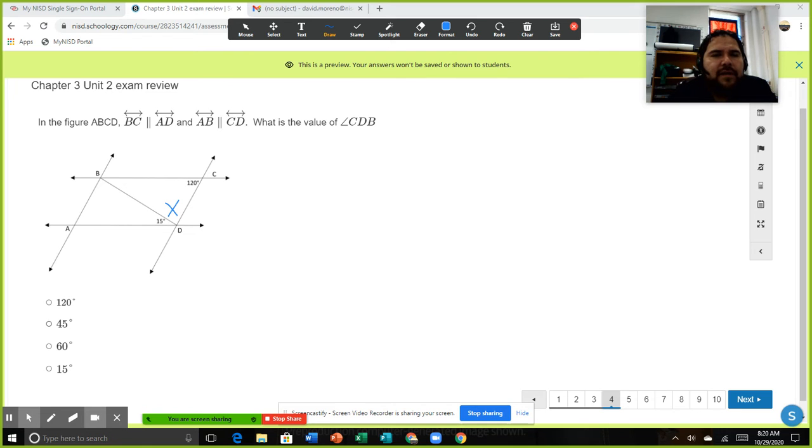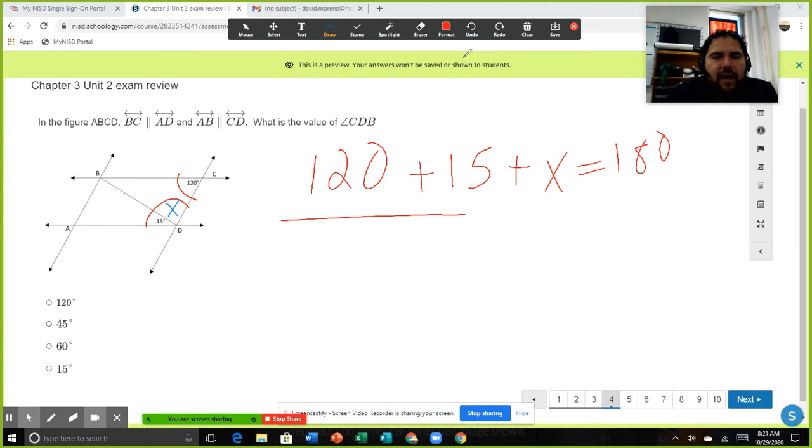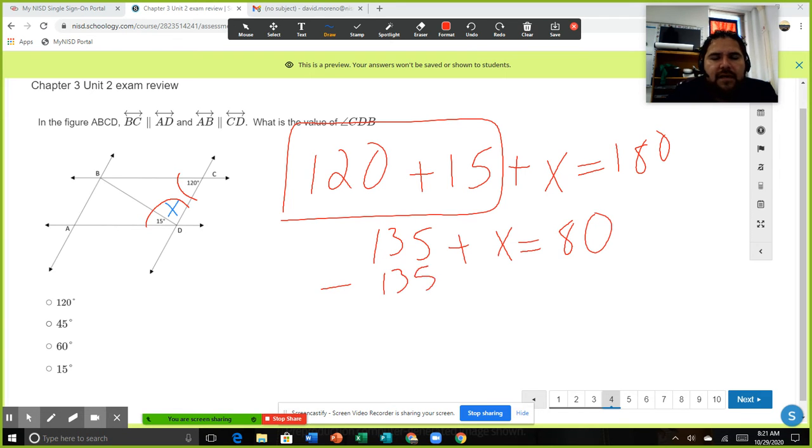Again, these lines are parallel to each other. So when these lines are parallel to each other, that means that my obtuse angles and my acute angles are supplementary. So that means that this 120 plus this angle right here should be equal to 180 degrees. All right. So we take the 120 plus 15 plus x, because this is our unknown, and that should equal 180. If I combine these two right here, that gives me 135 plus x equals 180. Subtract 135 from both sides, and I get x equals 45.